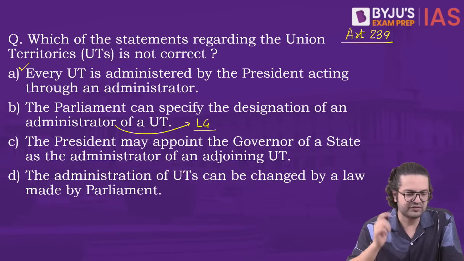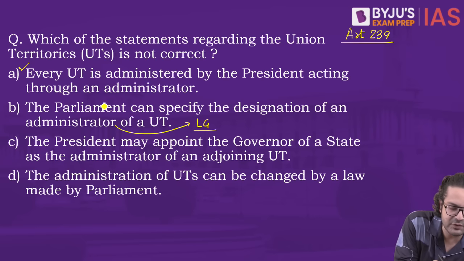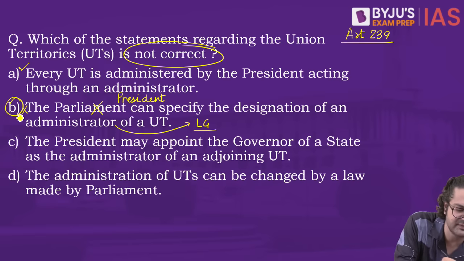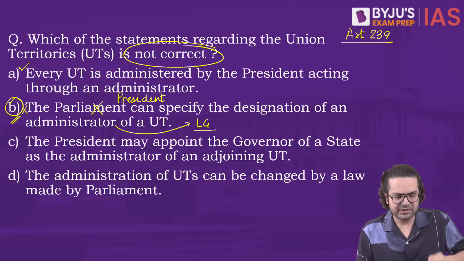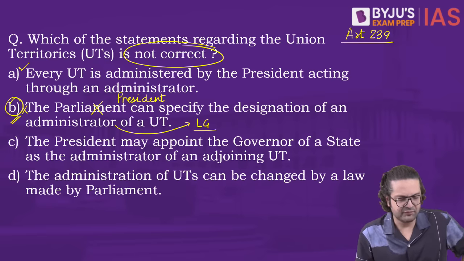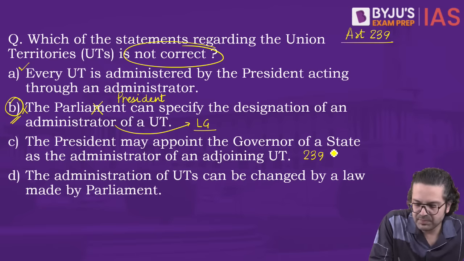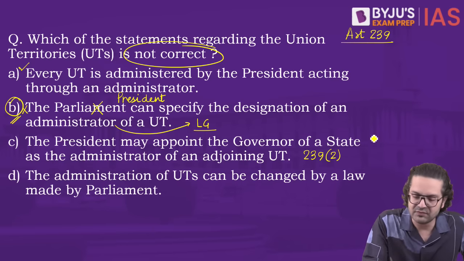Okay, so let's see. But this statement is actually wrong because the parliament will not specify, the president specifies it. So B is wrong. We wanted the not correct statement. B is the right answer. C, the president may appoint the governor of a state as the administrator of an adjoining UT is correct. Article 239 clause 2. Also, please remember this provision. It's important because it's the discretion of the governor.